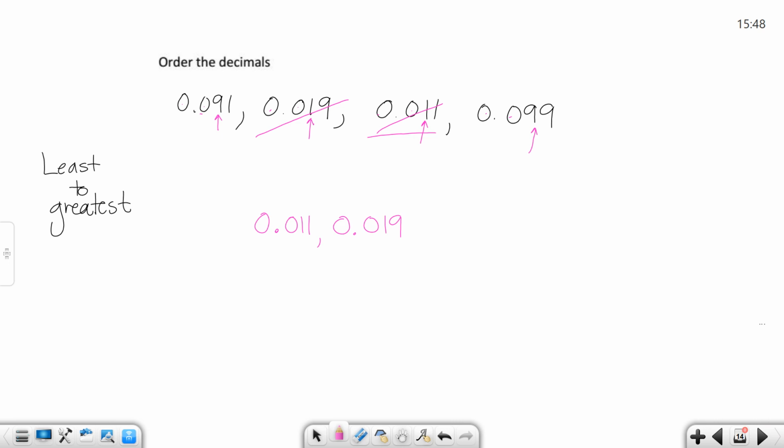Okay? And so I started by just comparing the columns. So we had units, which were all zeros. We had tenths, which were all zeros. And so then we looked at hundredths. So now we'll look at the nines. So I have a 9 1 and a 9 9. So 9 1 comes before 9 9. And that's how it would look from least to greatest.